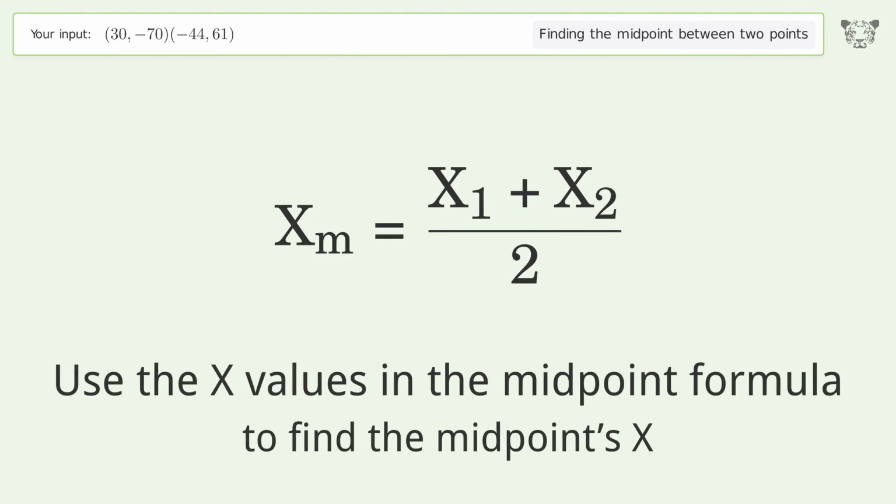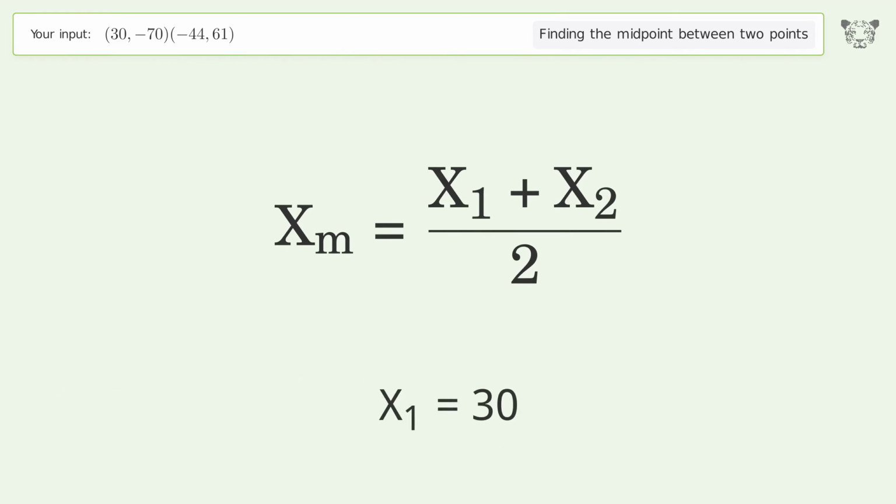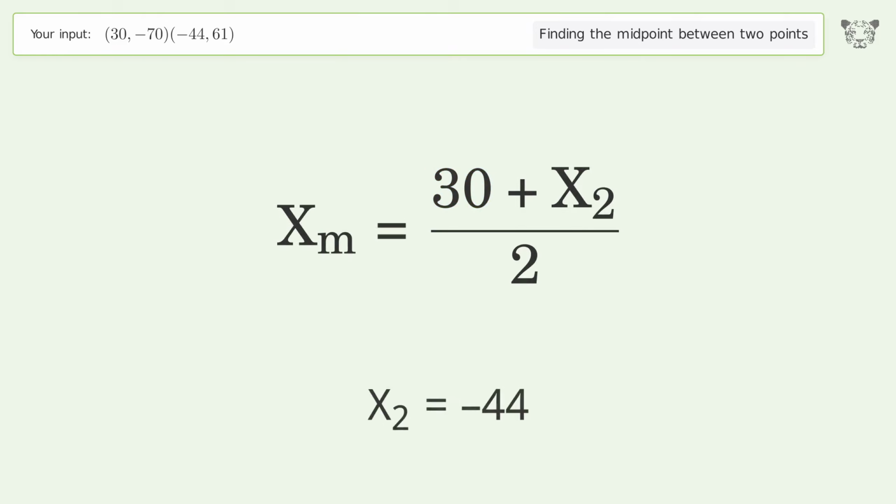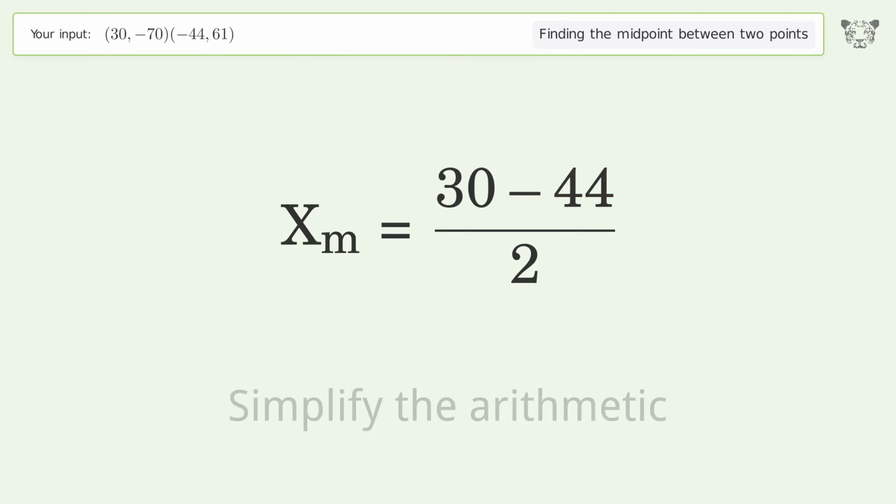Use the x values in the midpoint formula to find the midpoint's x. x1 equals 30. x2 equals -44. Simplify the arithmetic.